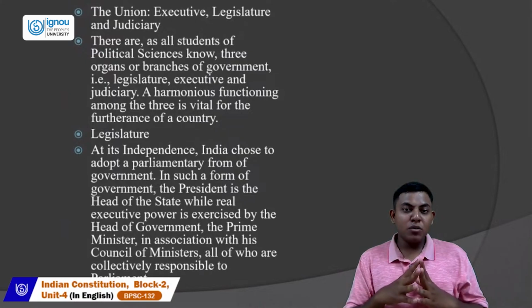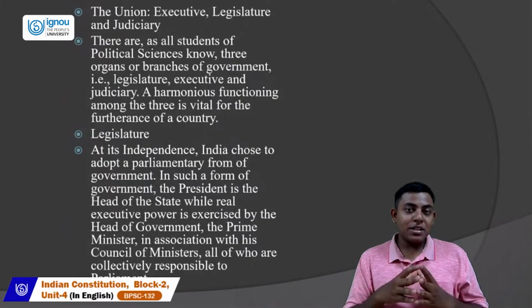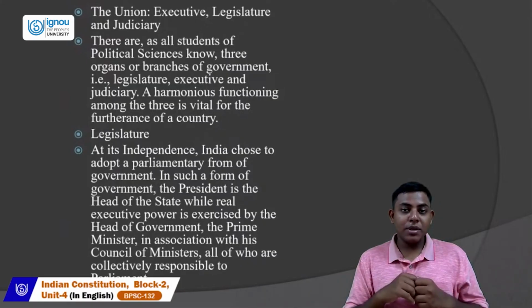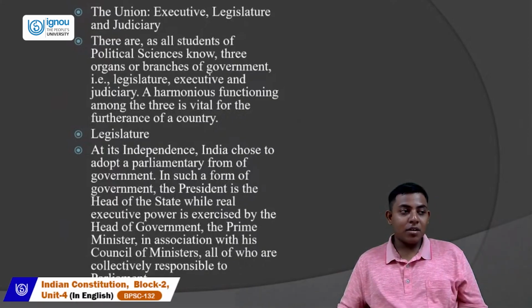So Article 52 says that there shall be a president of India, and Article 53 says that the president shall be the head of the executive, the executive power of the union shall rest in the president, and the president shall also be the supreme commander of the armed forces. Then Article 53.